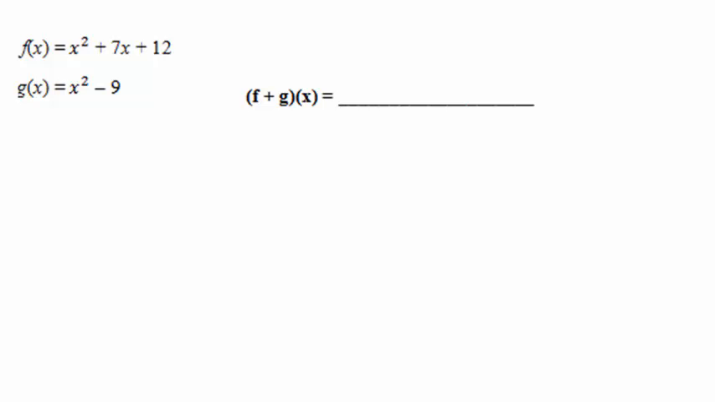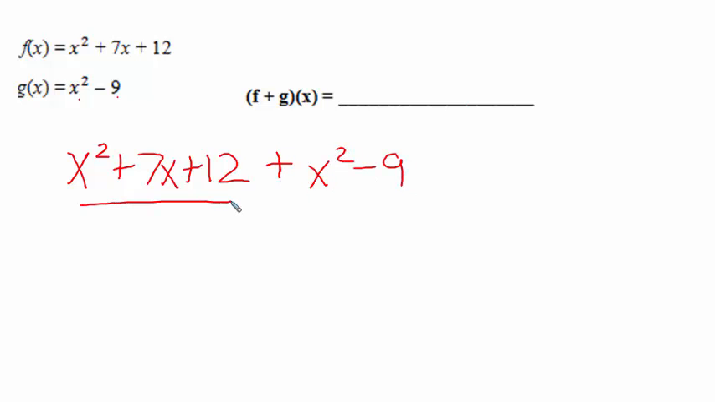In this problem, we have to do several different things to the functions f and g. The first thing we have to do is add them. We're literally going to take the terms of f and the terms of g and put a plus sign in between them. So we have f of x plus g of x, and then it's just a matter of combining like terms.